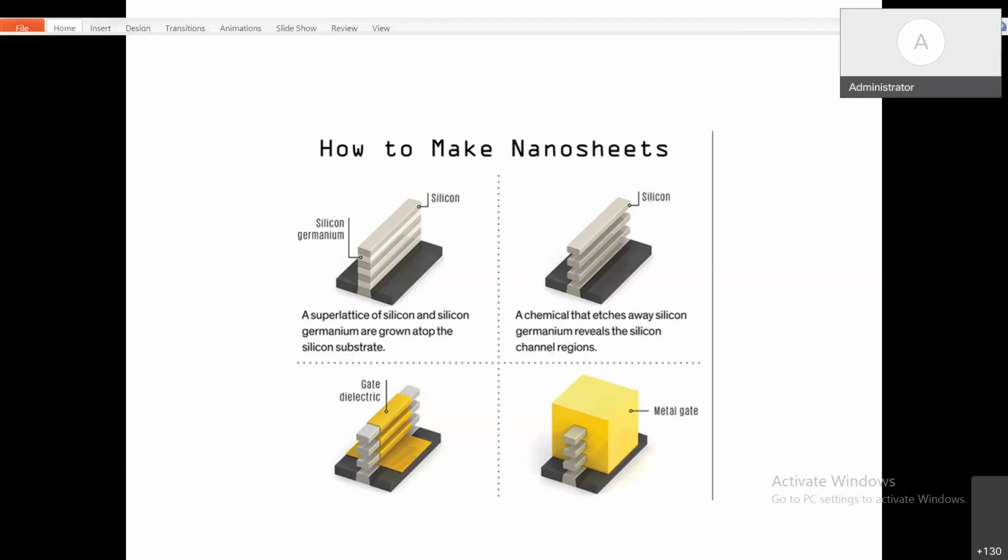Now this is how it looks. You can see how to make nanosheets: a silicon germanium, silicon germanium based on, this is a super lattice of silicon germanium grown on top of the silicon substrate. So this is how finally the nanosheets look like.